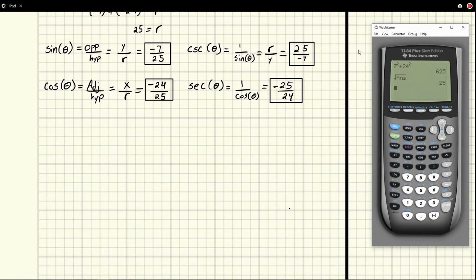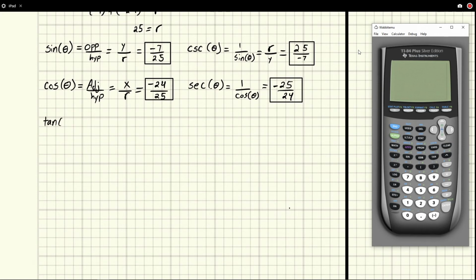Now our last one is tangent theta. This is equal to, I always think of rise over run.